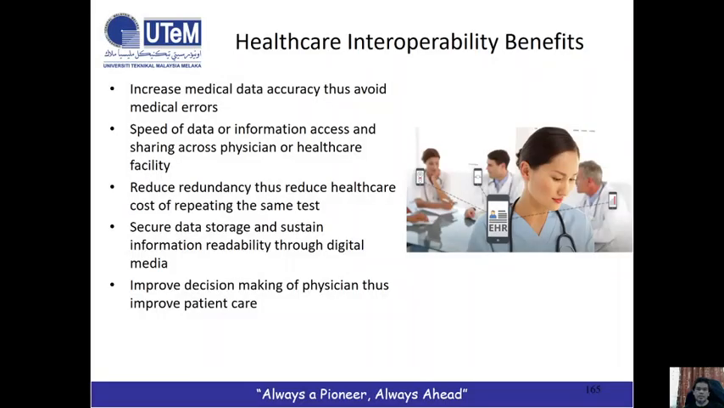Okay. So healthcare interoperability benefits. I told you just now. Firstly is increased medical data accuracy. And of course, when the medical data is accurate, we can make sure that medical errors will be avoided. Yeah. So in the US, I think this is a big issue.